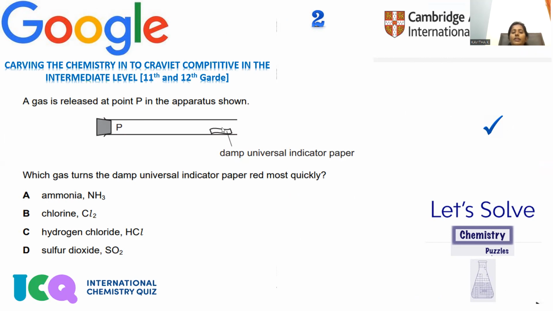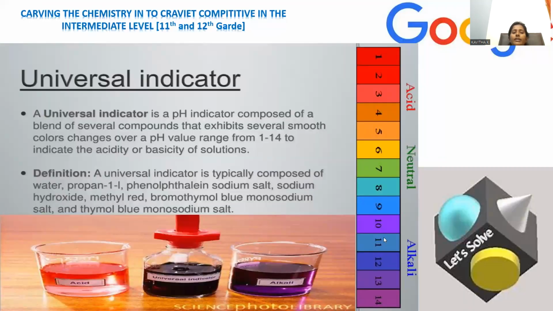The indicator paper will turn red whenever the gas is the one to be identified. Fine. Ammonia, chlorine, hydrogen chloride, sulfur dioxide. Among these, the condition required here is to measure the color change. They mentioned red color is the final transformation. So in order to identify it, first of all, we have to know what is meant by universal indicator, what color change you can notice, and what ingredients are used to prepare universal indicator.